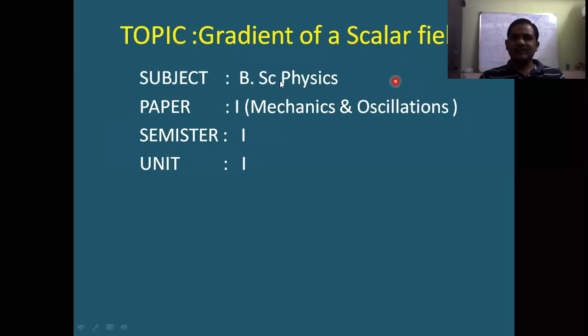In the present class, now I am going to discuss the topic gradient of a scalar field. This is BSc Physics first year, Mechanics and Oscillation paper, Unit 1 syllabus.